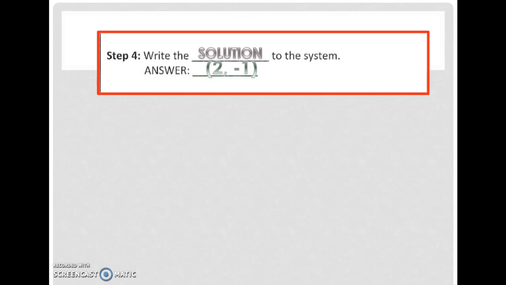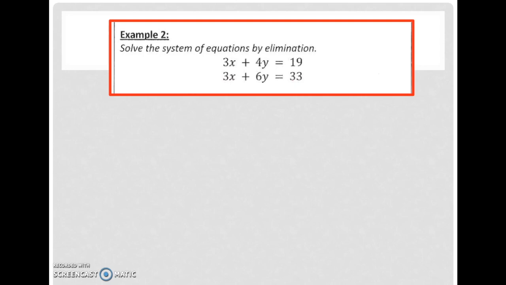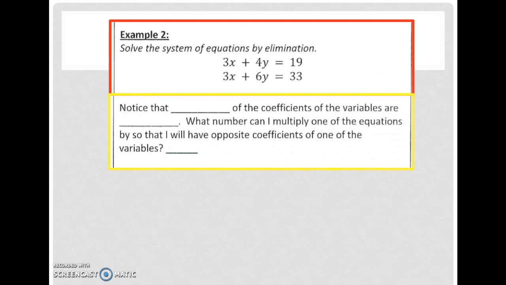Hope that makes sense. Okay, let's take a look at example 2. We're going to solve the system of equations by elimination. 3x plus 4y is equal to 19 and 3x plus 6y is equal to 33. So here's what I want you to notice, because we have to look for what? Opposites. So are there any? Did you notice that there are none? So what would we have to do? We would have to find an opposite.